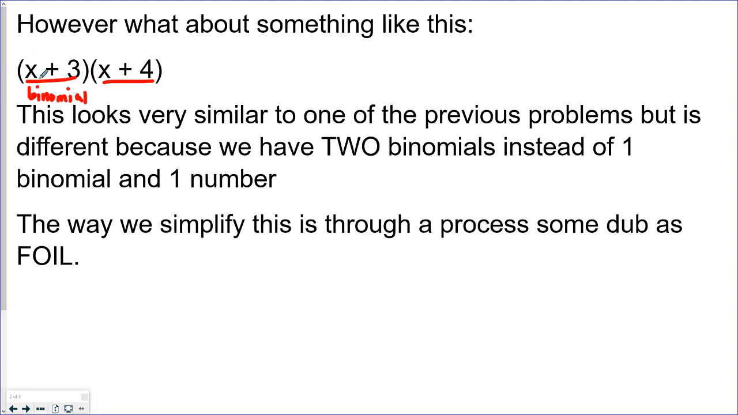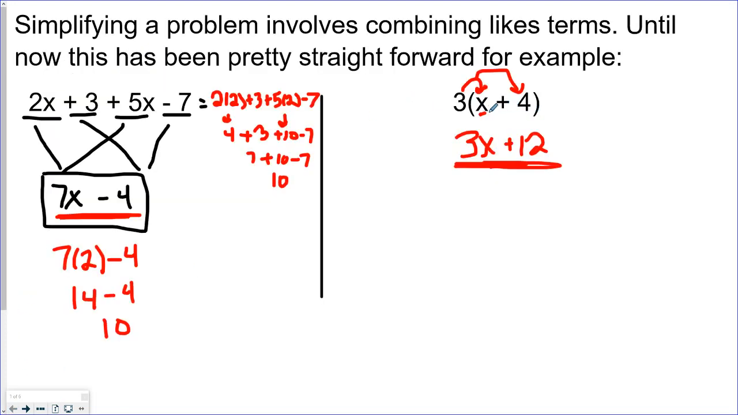The reason we call these two sections binomials is because they have two terms. So x plus 3, one term, two terms, so it's called a binomial. X plus 4, one term, two terms, so it's called a binomial. Back here, this x plus 4 would also be a binomial. This right here, the simplified form, is still a binomial. 3x plus 12, one term, two terms, so it's a binomial. This is a binomial too. One term, two terms.